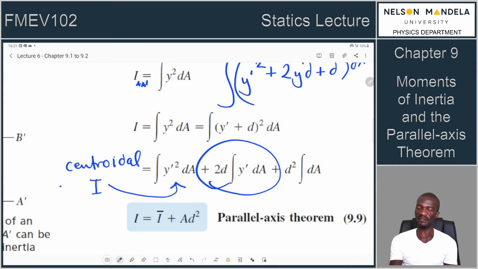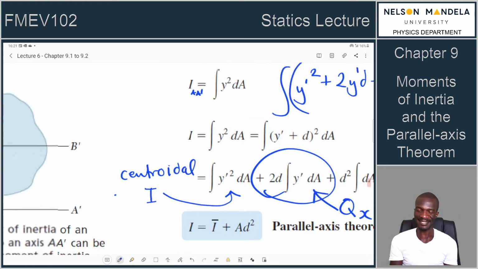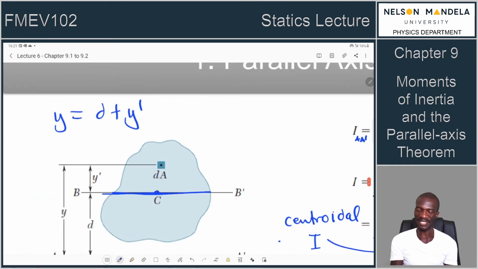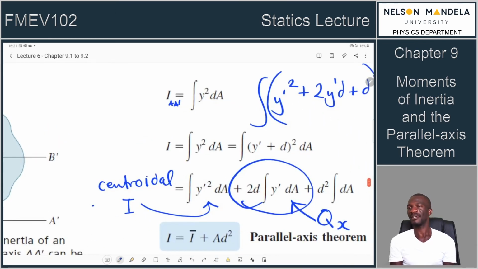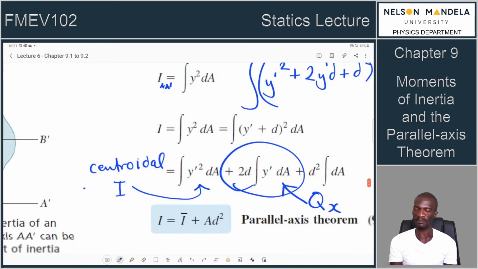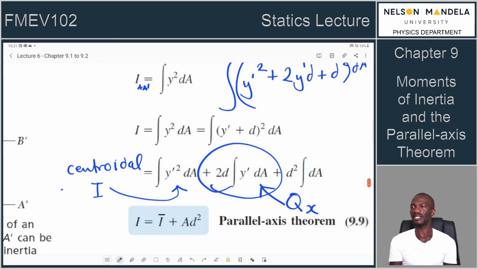So this is actually a first moment. But this is the first moment about the what? About this axis. This is the first moment about this axis. And if you check, you will notice that that first moment simply adds up to what? To 0, because we don't have a distance about that point. So it will simply add up to 0.